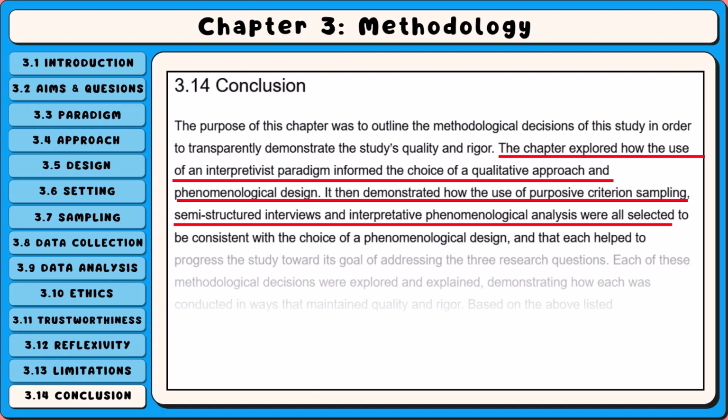Here's an example. The chapter explained how the use of an interpretivist paradigm informed the choice of a qualitative approach and phenomenological design. It then demonstrated how the use of purposive criterion sampling, semi-structured interviews, and interpretative phenomenological analysis were all selected to be consistent with the choice of a phenomenological design. And then it goes on from there, explaining the sections that followed.